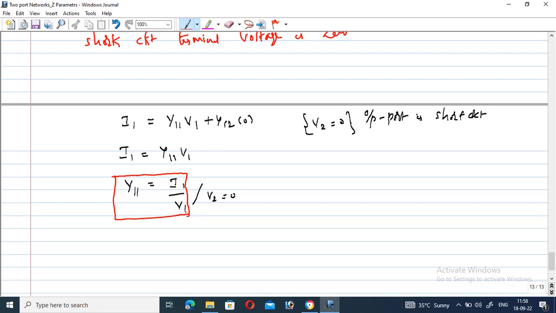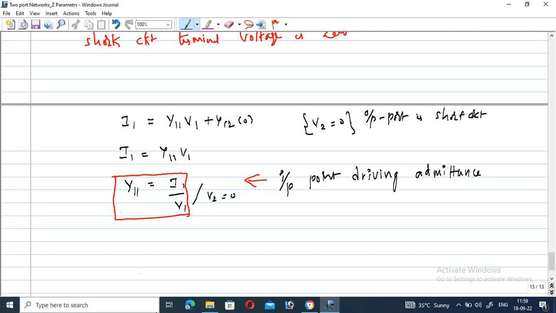As well, this is called the input driving point admittance. This is called the input side because y11 is the input side. We can call it the input driving point admittance.